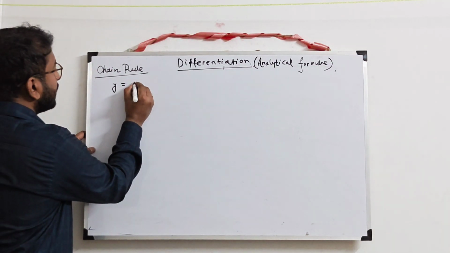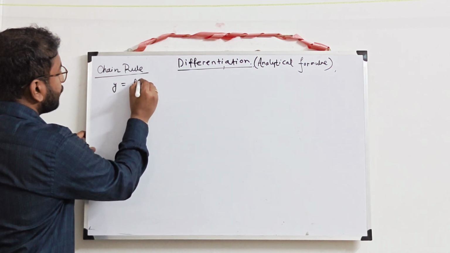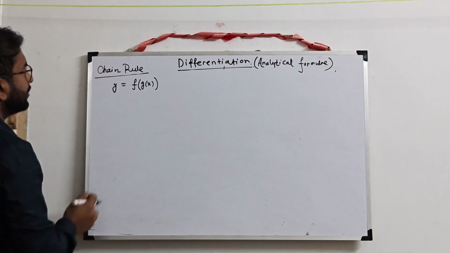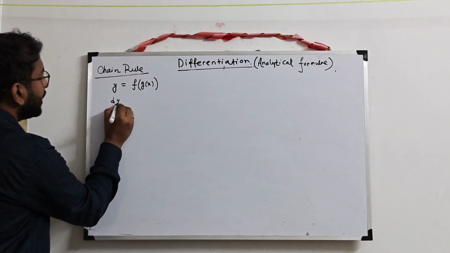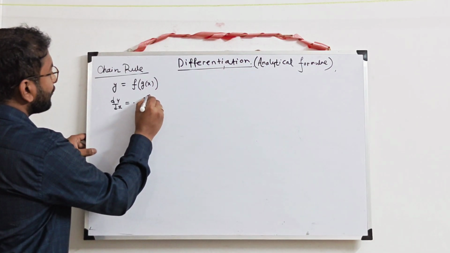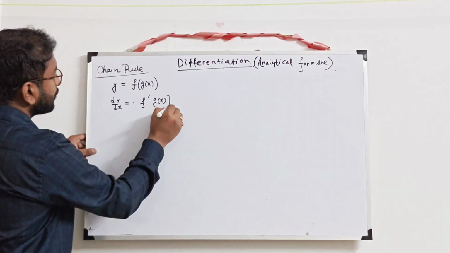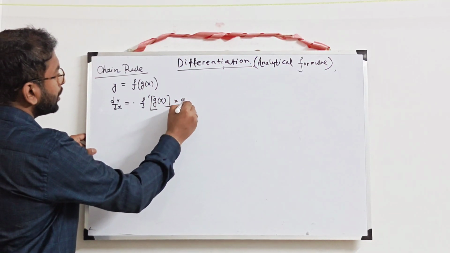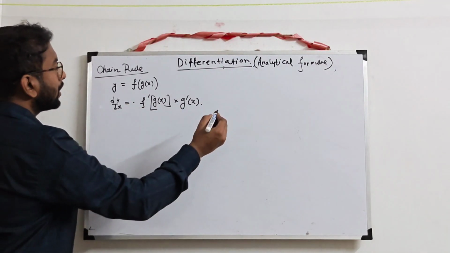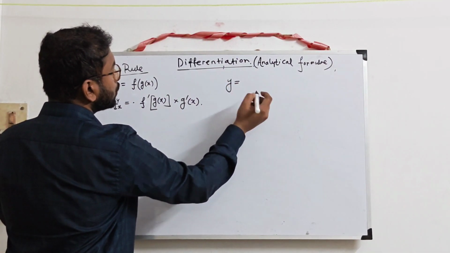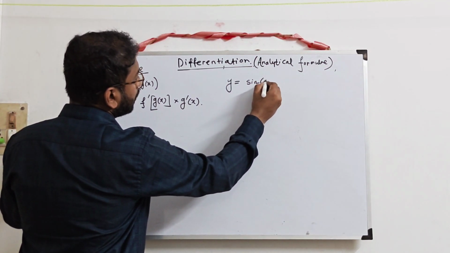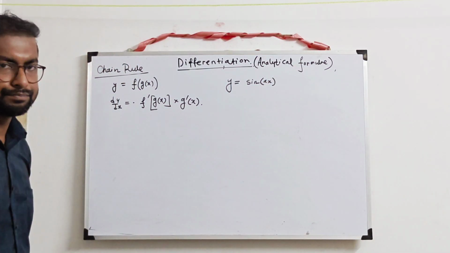Let's say y is given as f of g of x, that means a function of a function. Then how to do the differentiation? Then dy dx will be f dash of g x, whichever is there, multiplied with g dash x. Now it may look difficult. Let me give you one example. Let's say y equal to sine of ax, where a is a constant.